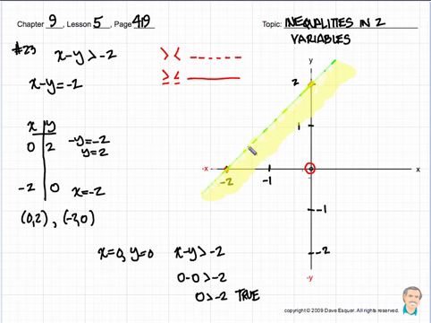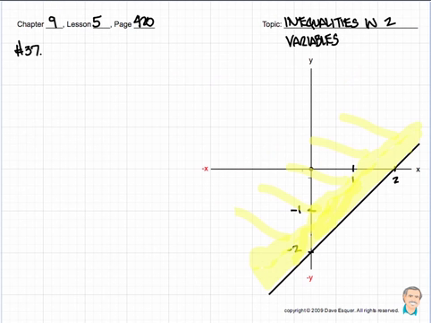So there's my graph. It goes through (negative 2, 0) and (0, 2). I tested for (0, 0). The (0, 0) statement turned out to be true, so I shade everything on the right side of the graph where the coordinates (0, 0) are located. Let's try our next problem.